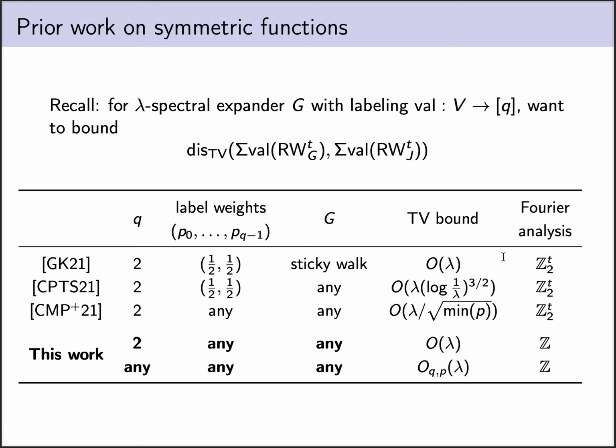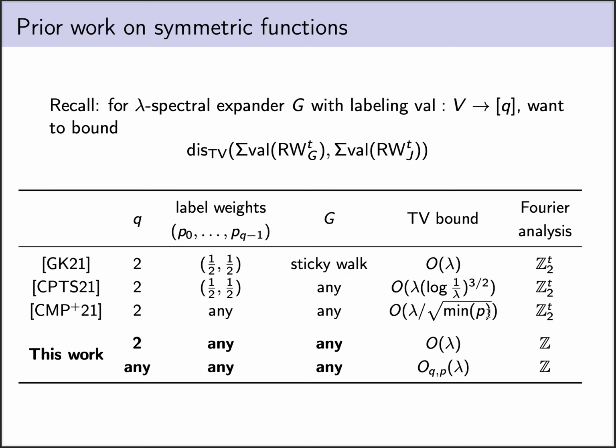Their techniques were basically Fourier analysis over the group Z2 to the T. So Boolean Fourier analysis, like Fourier analysis on Boolean functions. This result was then generalized to arbitrary graphs by a couple of papers of Cohen et al. And the latter of these papers generalized to arbitrary label weights and did achieve the optimal big O of lambda total variation bound, again using this Fourier analysis on Boolean functions, though they did have this suboptimal dependence on the label weights P. So say if almost all the vertices in this graph were labeled with a 1, then this bound would be suboptimal.